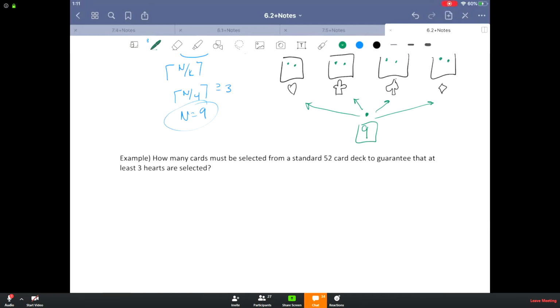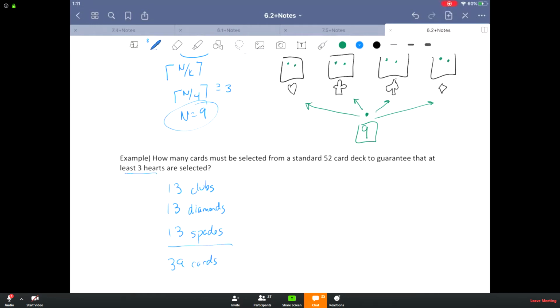So what is your worst case scenario, right? Well, worst case is that I pull everything out before I even get 1 heart. So that would be like pulling out 13 clubs, and there's 13 of each, 13 diamonds, 13 spades. I haven't even pulled out 1 heart and I pull all those other ones out. What is this, 39 cards?